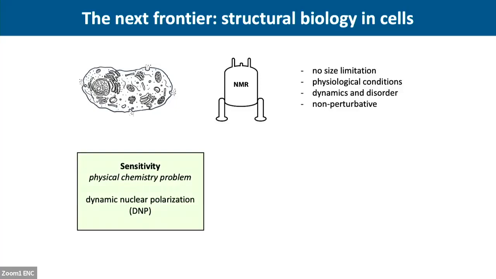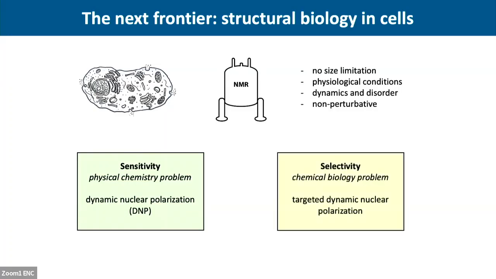So the first S problem is sensitivity. We have to look at very tiny amounts of proteins in cells. So we really need a lot of sensitivity in order to be able to see nanograms and picograms of material in the cell. I tend to think of this as a physical chemistry problem where spin physics and techniques like dynamic nuclear polarization can really help us achieve this sensitivity.